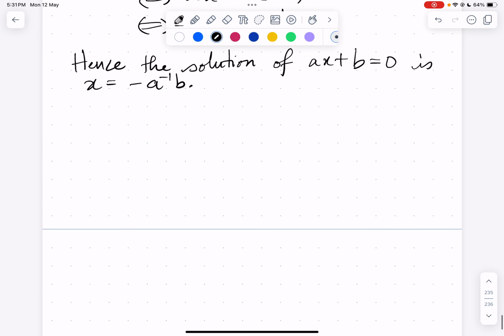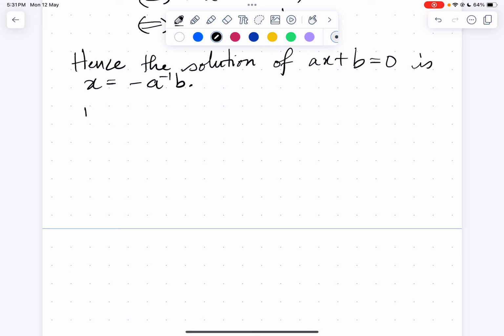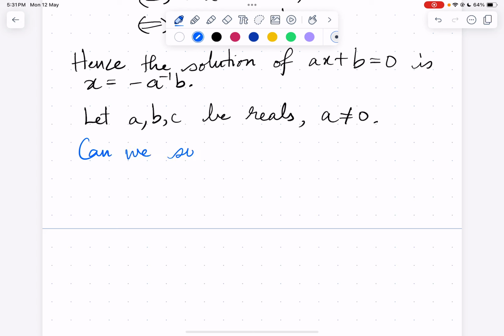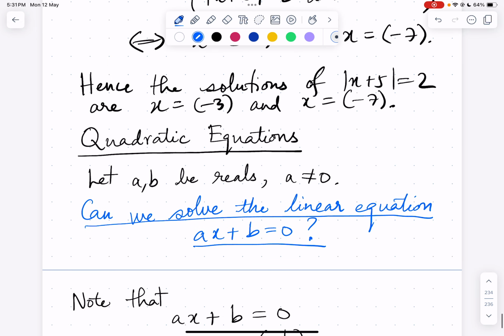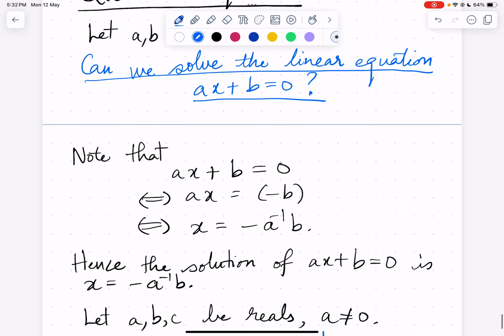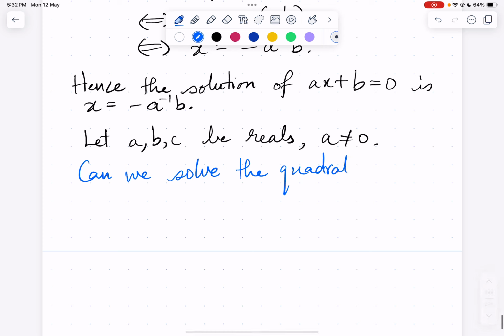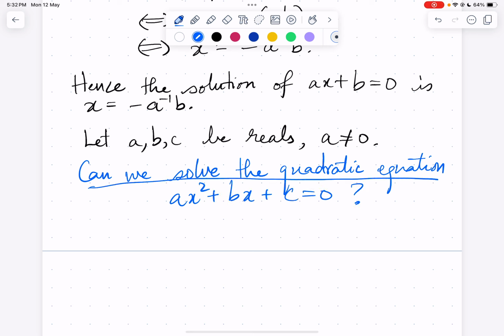So we'll try to go ahead. So let a, b, c be reals, a not equal to 0. We can ask, can we solve the quadratic equation? The above equation is called a linear equation because you only have the x power 1 term appearing in the equation. So we can ask, can we solve the quadratic equation ax square plus bx plus c is equal to 0? Can we solve this quadratic equation?